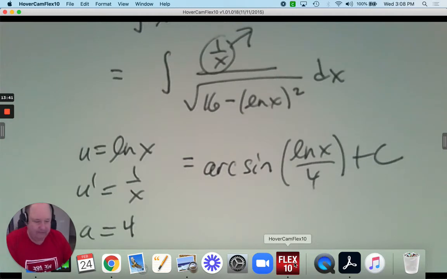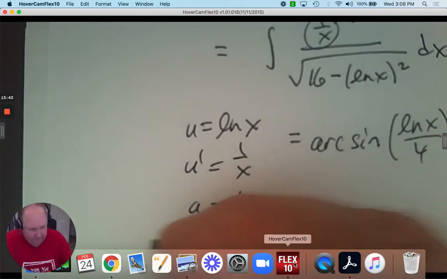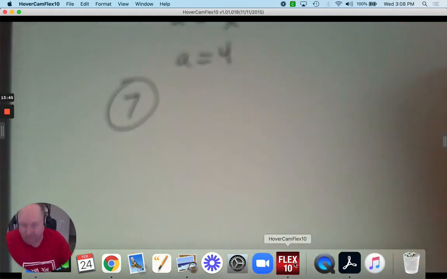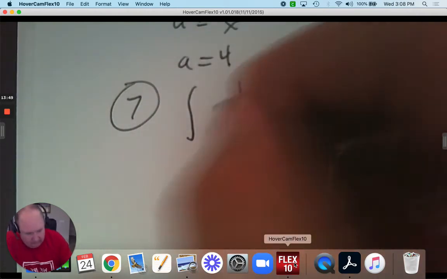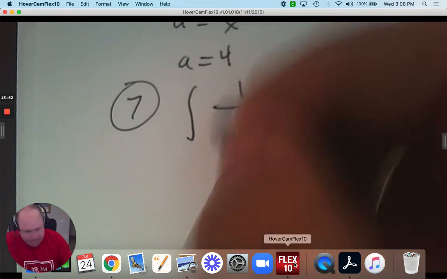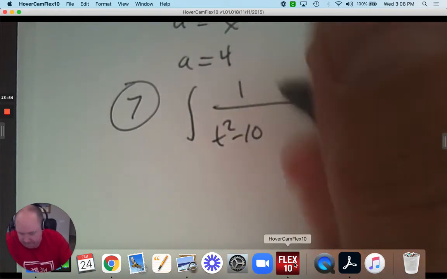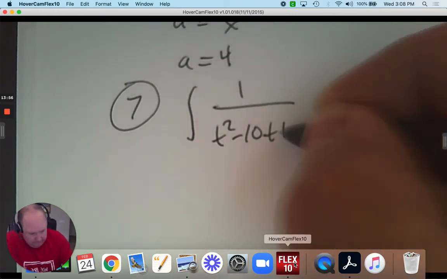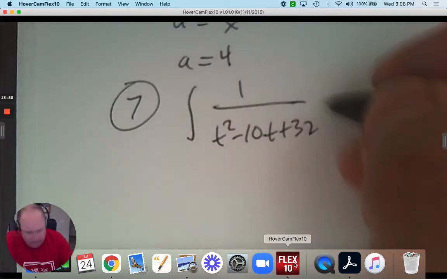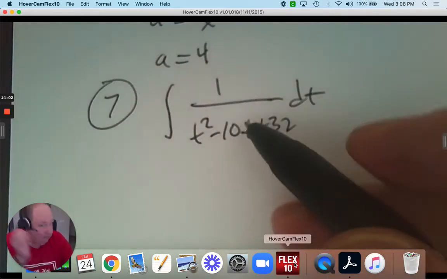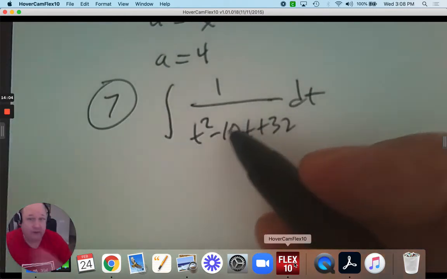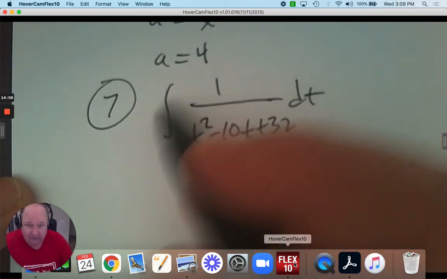Number 7. So for these, I have to complete the square in order to do that. So I'm going to help you do that. It's not that bad. So in this situation, and if you see a trinomial in the denominator, it's likely arctangent. So I need to complete the square.